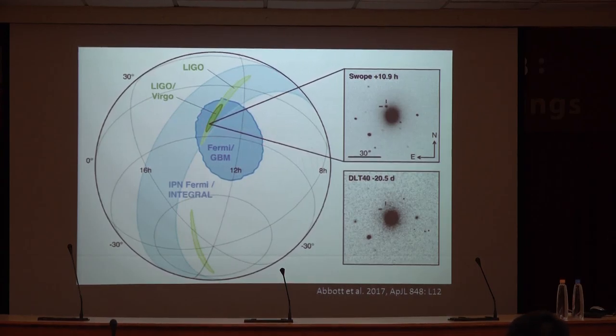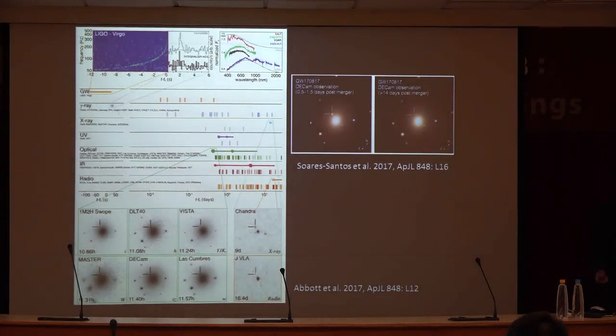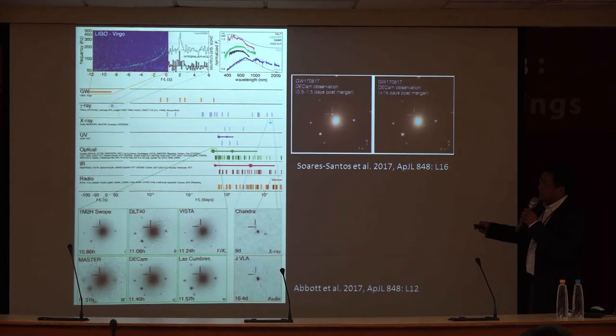And then later with optical observations, for example this one, one can see this point here. This is 10.9 hours after the gravitational event, one sees something here. And then after 20 days, it disappears. This is a galaxy, and something happened here. But not only this, if you go to the paper here, you will see this is really multi-messenger observation. At the beginning, this is the gravitational wave we saw, and gamma rays.